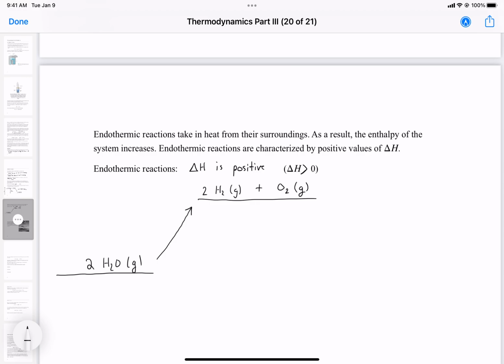But in this case, as we look at our energy here, we draw our energy axis here. It takes a lot of energy to go from the reactants to the product. So in this case, the delta H is simply the opposite sign, but has the same magnitude of energy. So we need to put in 483.64 kilojoules per mole of reaction.